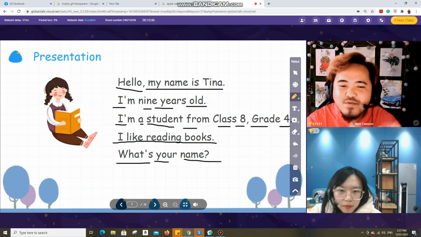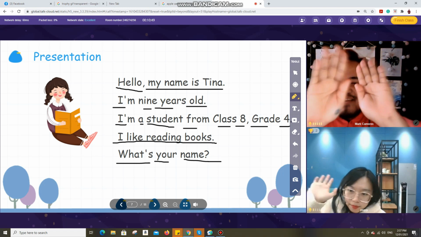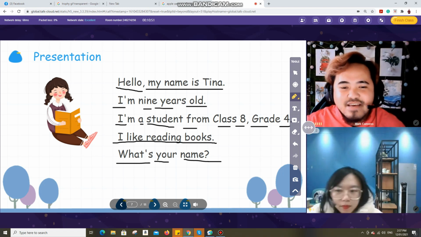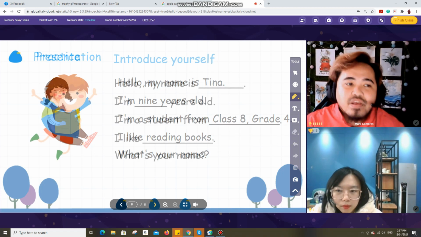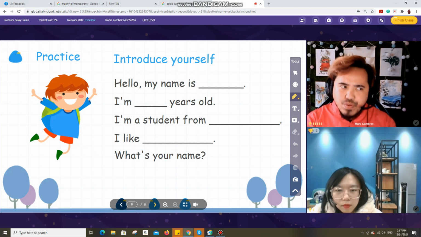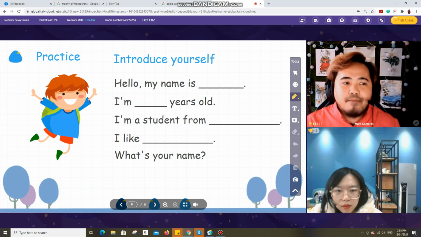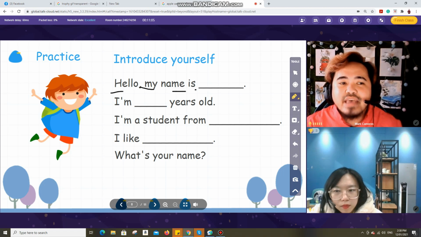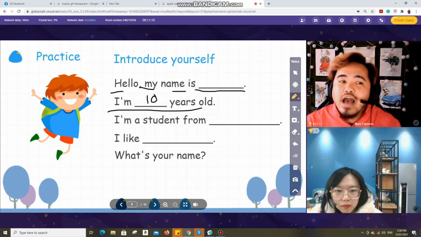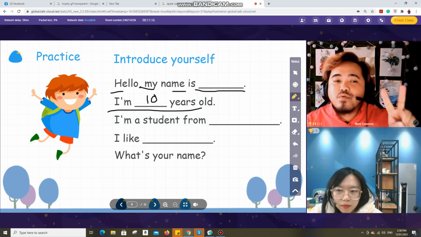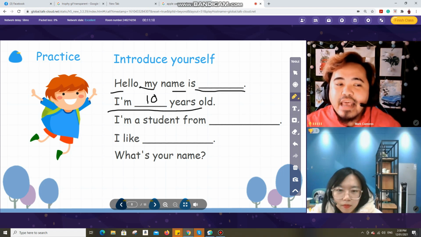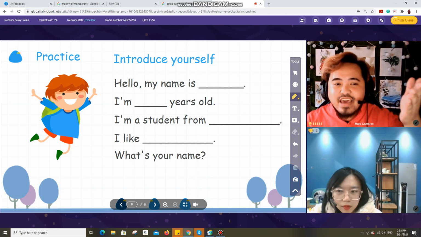You are good at reading, Peggy. Give me 5. Okay, and because of that, I will give you another trophy, Peggy. Now, let's move. Okay, now let's try to introduce yourself. Teacher first, okay? Hello, my name is Markilu. I am 10 years old. I am a student from class 2, grade 4. I like singing. What's your name? Now, it's your turn, okay?